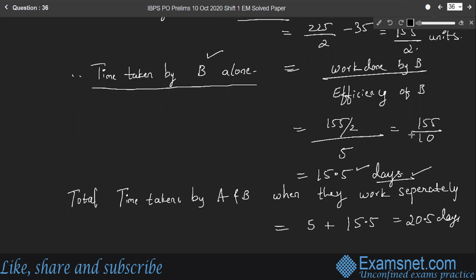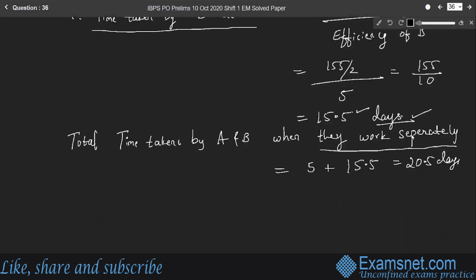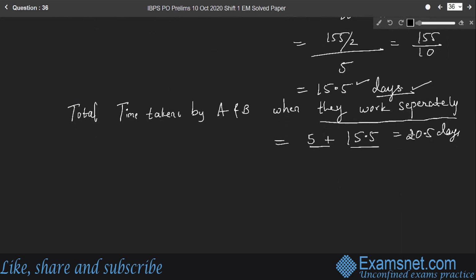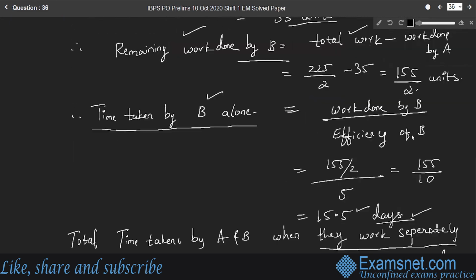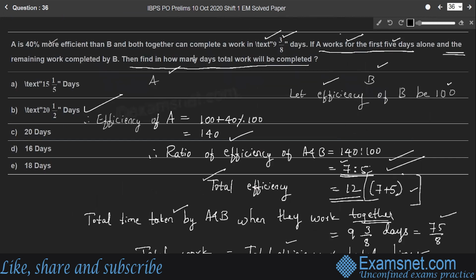Right? Therefore, total time taken by A and B when they work separately. Right? Don't get confused. So, in the given data, total time taken by A and B when they work together is given. Here, we need to calculate total time taken by A and B when they work separately. Right? So, here 5 plus 15.5, which is 20.5 days. Hence, option B is the right answer.